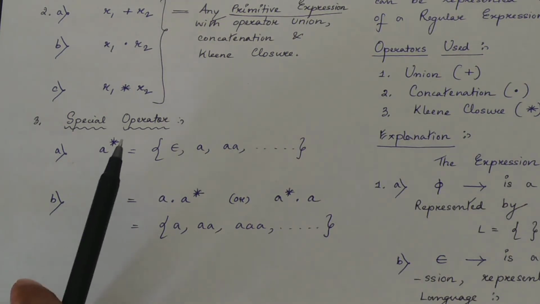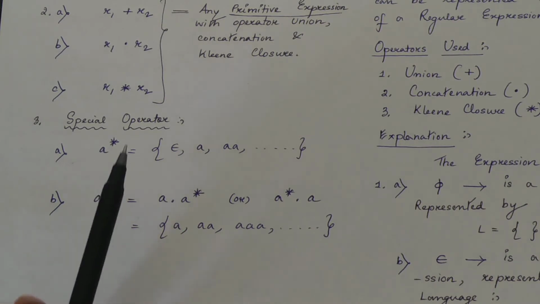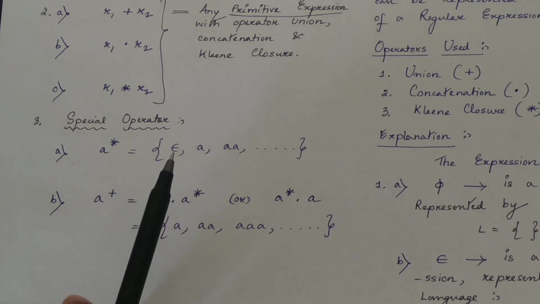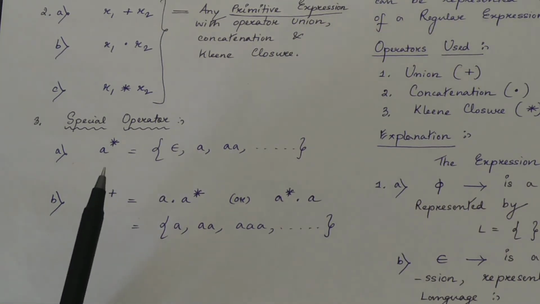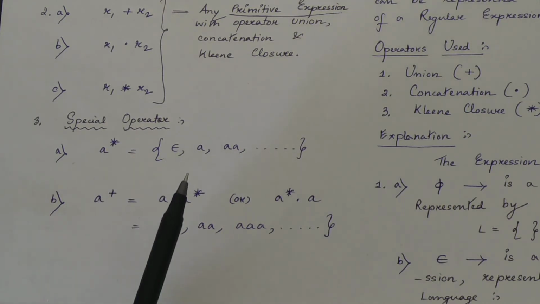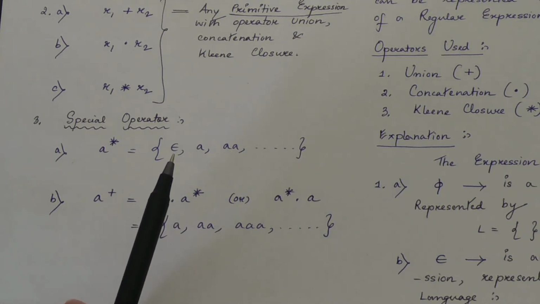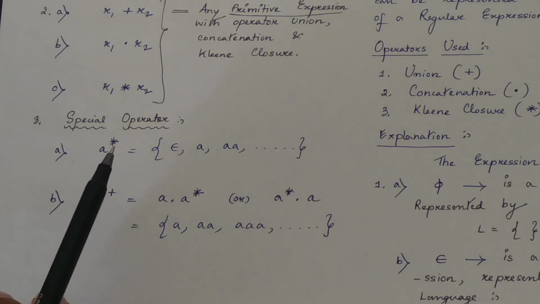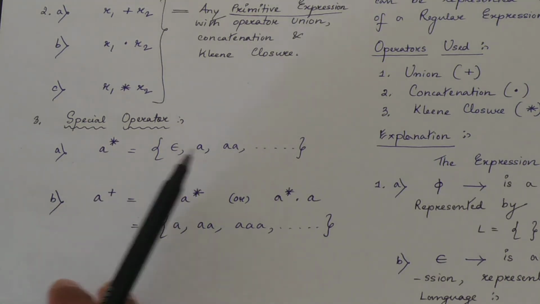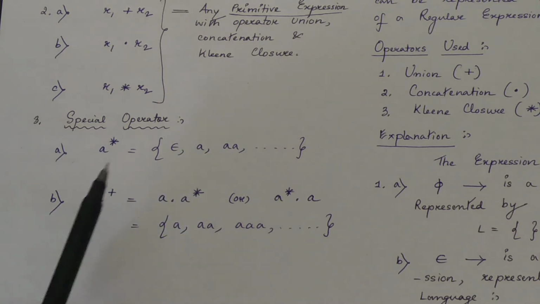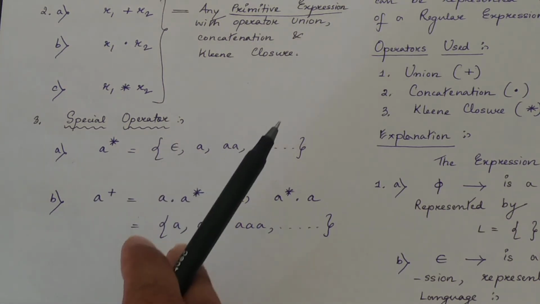If we talk about a to the power star, this means a to the power 0 first, which is epsilon. As I have told you, anything to the power 0 means what? 1. So here 1 is equivalent to epsilon. Then a to the power 1 is a, a to the power 2 is twice a, a to the power 3 is thrice a, and so on.